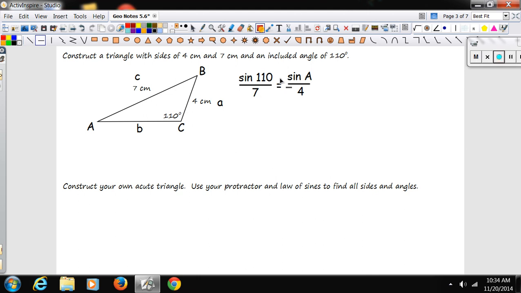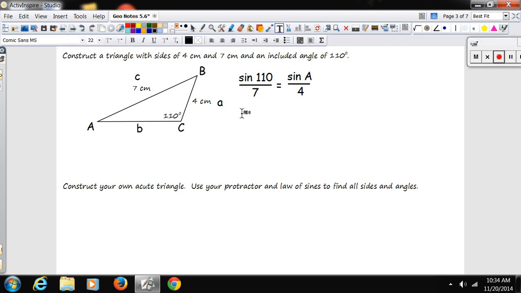All right, let's multiply our diagonals. So 4 times the sine of 110 equals 7 times the sine of A. So let me multiply 4 times the sine of 110. 4 times sine 110, I get 3.76. So if you multiplied these two together, you get 3.76 equals 7 times the sine of A.